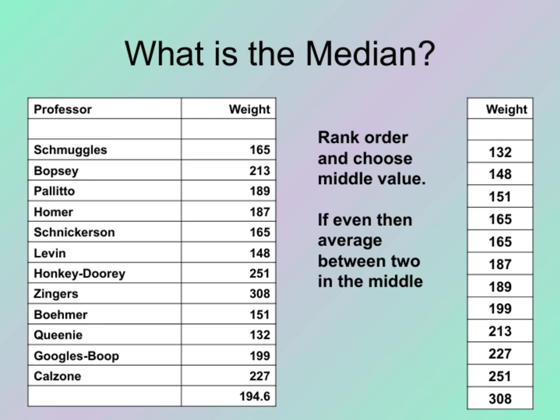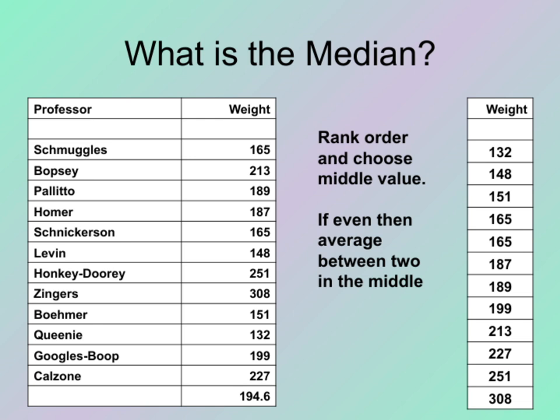For example, in our table here, we've listed weights of different professors. Once we sort all these weights in order, we identify the middle position. Since we have an even number of weights, 12 in total, we take the two middle weights, which are 165 and 165, and then find their average. That average, in this case, is still 165, making it our median.